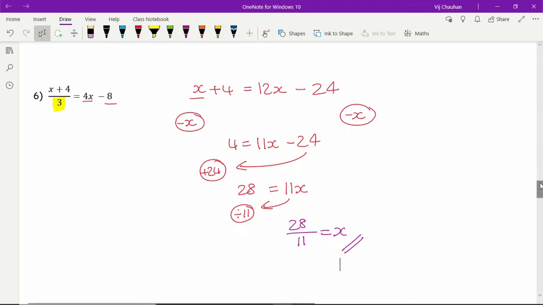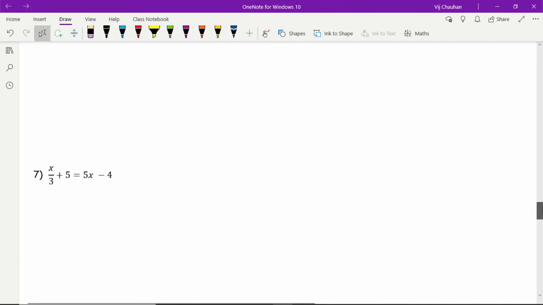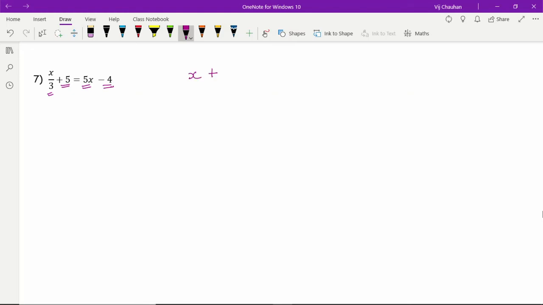So moving on to example 7. So again, here we've got a single fraction. So for this, we'll keep with the purple, we're now going to multiply everything that's not part of the fraction by 3. So everything that's not part of the fraction is the plus 5, the 5x, and the minus 4. So what this then looks like is x plus, and 3 times 5, which is 15, equals 15x minus 12. Again, single x, that's the smallest, so we take that away from both sides. So we've got 15 equals 14x minus 12.